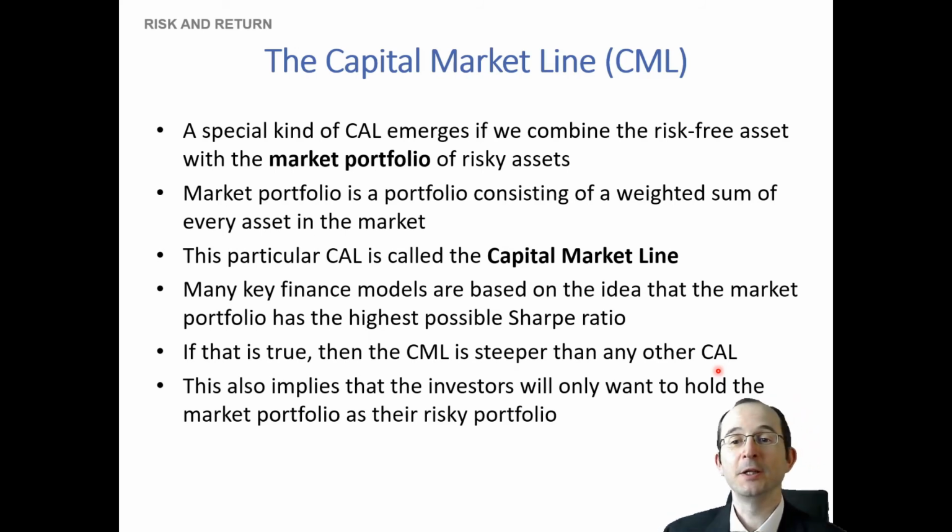But that actually leads us to the somewhat startling conclusion that if the market portfolio has the highest Sharpe ratio, and that's the capital allocation line everybody wants to be on, that means that really everybody is going to want to hold the market portfolio as their risky asset, just in different proportions to the risk-free asset.